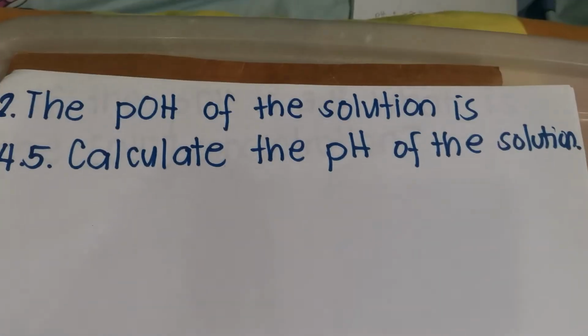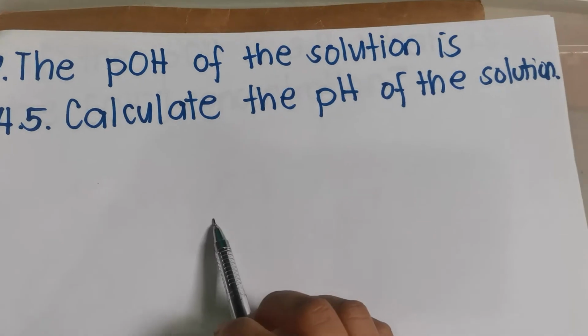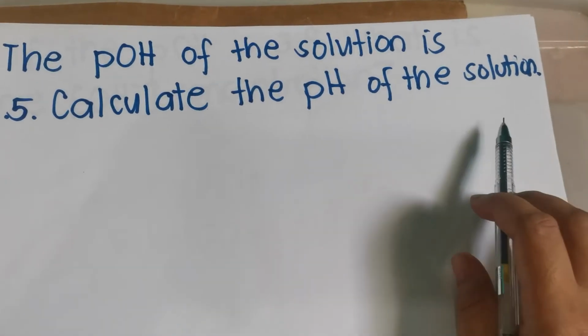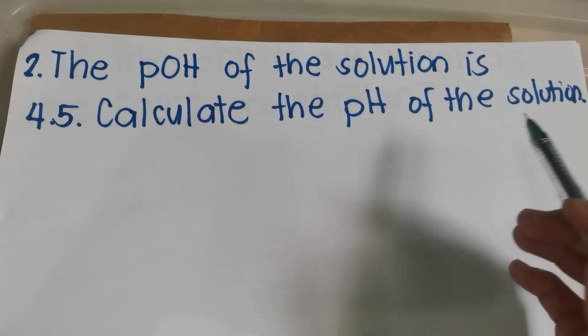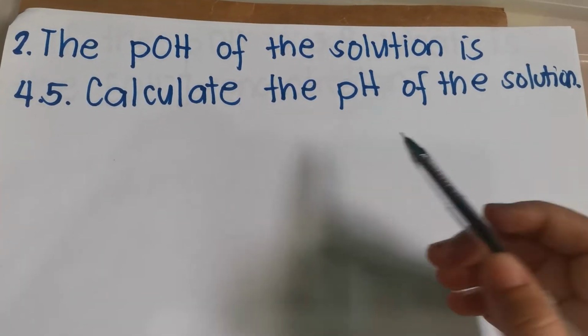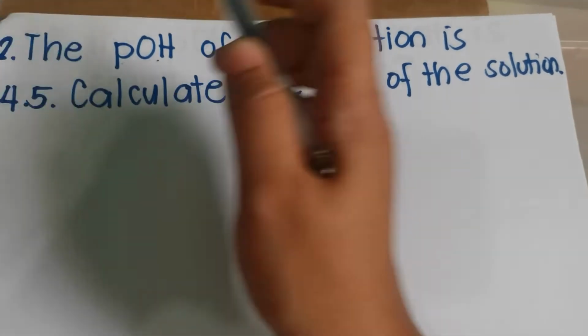Let's go with number 2. It says here the pOH of the solution is 4.5. Now calculate the pH of the solution. The same process applies. First, identify the given. The given is the pOH, and the thing that we need to find is the pH.